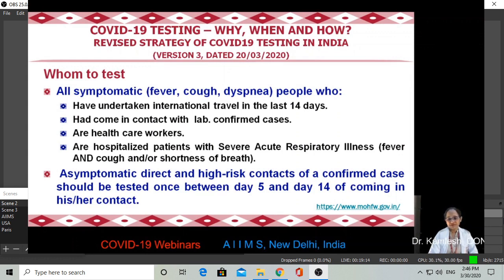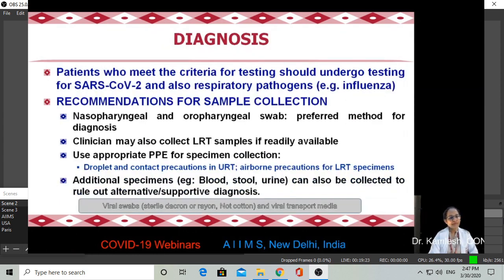Asymptomatic direct and high risk contacts of a confirmed case should also be tested once between day 5 and day 14 of coming in contact. Patients who meet the criteria for testing should undergo testing for SARS coronavirus 2 and also respiratory pathogens.